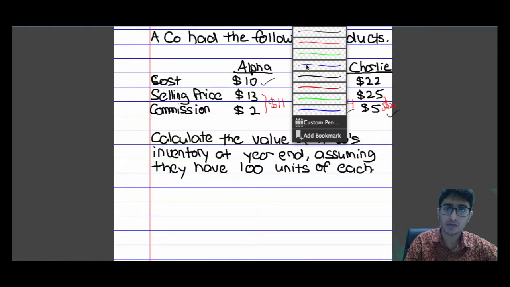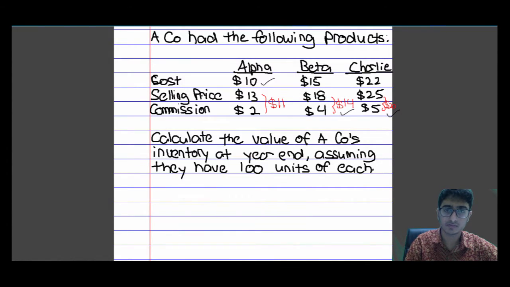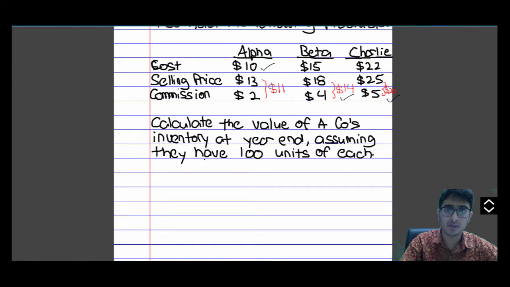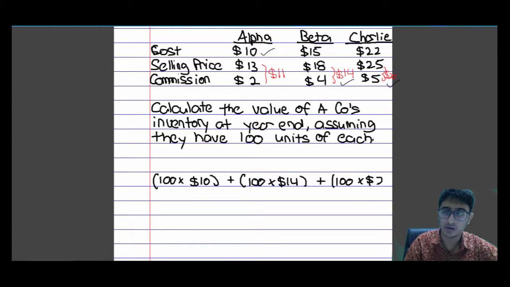So, when we value the inventory at year end, we would value it this way. I have 100 units of Alpha, and I will value it at $10 each. Now, I have product Beta, I have 100 units, and I will value it at $14 each. And I have product Charlie of 100 units, and each one I would value at $20.